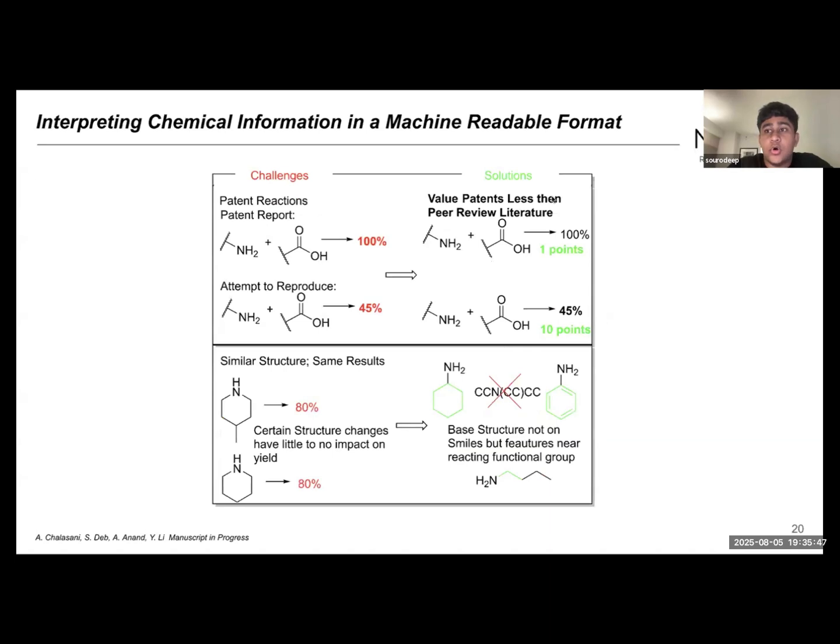Additionally, the Open Reaction Database, or ORD, dataset consisted of patent and peer-reviewed literature. So for our project, we weighted peer-reviewed literature yields above patent literature yields, as peer-reviewed literature typically goes through a much more rigorous process before it gets published, and it's typically more reliable. Lastly, we found that some compounds which had some difference in structures had no impact on the yield or very minute impact on the yield. So we decided to use features not based on the entire structure itself, but based on the reacting functional group.